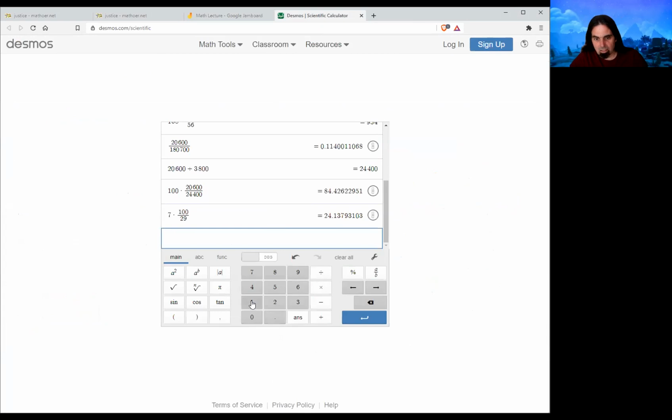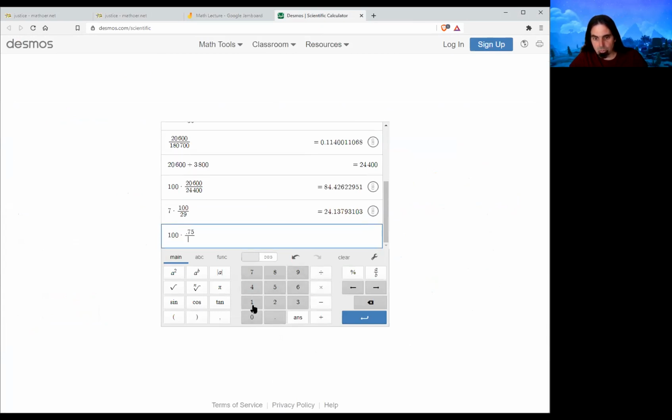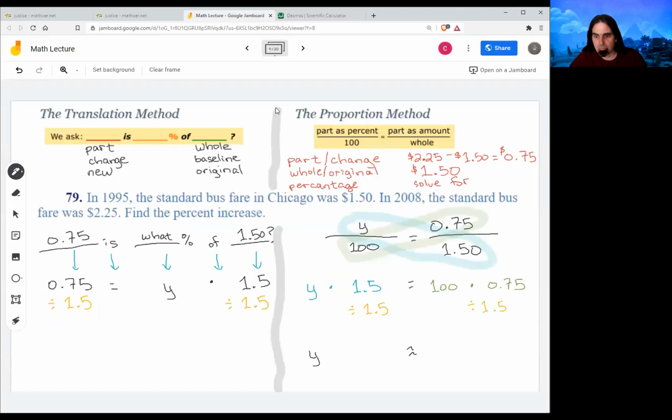$100 times 0.75 divided by 1.5 gives me 50. 50% is just half. Does that make sense? Is 75% half of 150?